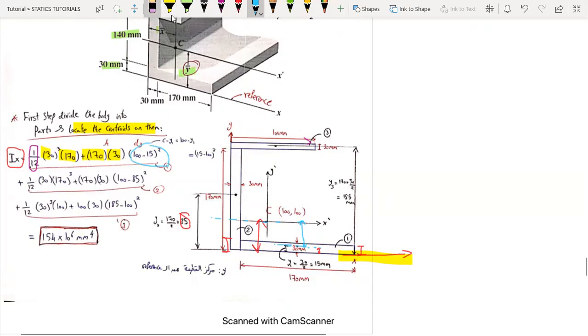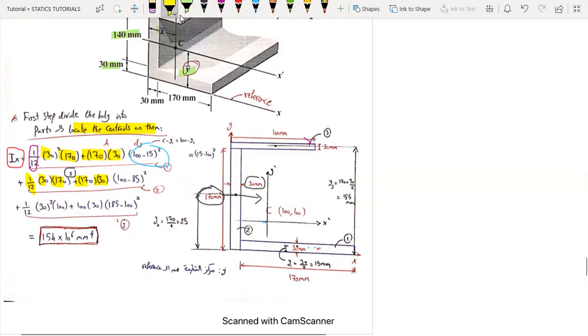Plus the second segment, which will be 1 over 12. Here, the x-axis is crossing 30 millimeters, correct? So it's cubed, and the other dimension, sorry, the x-axis is crossing over the 170 millimeters, so it's cubed, multiplied by the other dimension, which is 30 millimeters. And the area will be the same, 30 by 170.